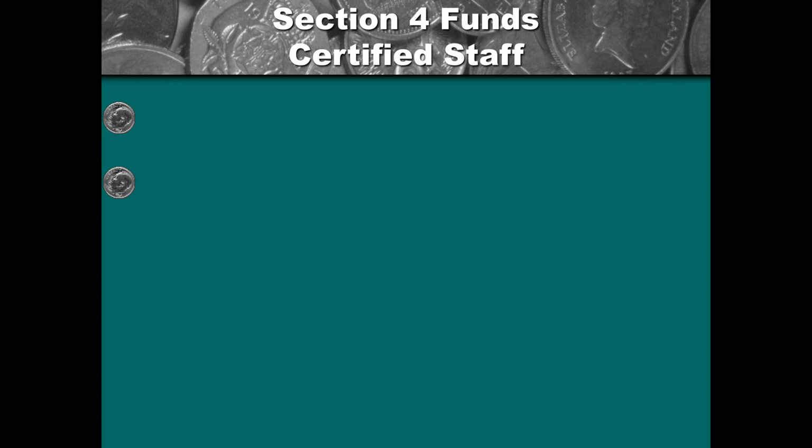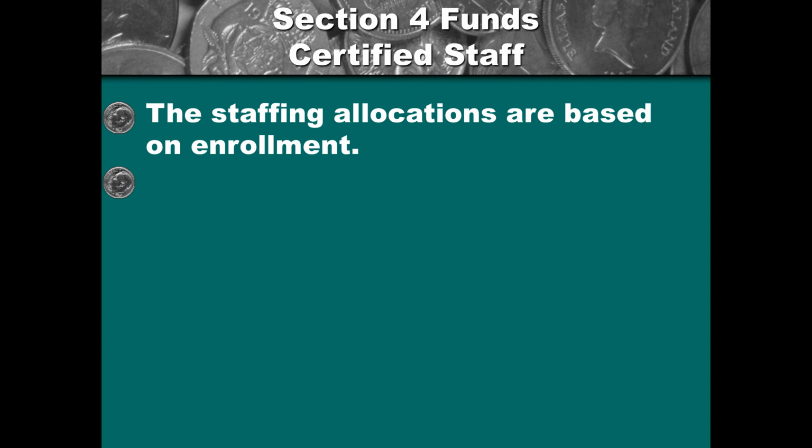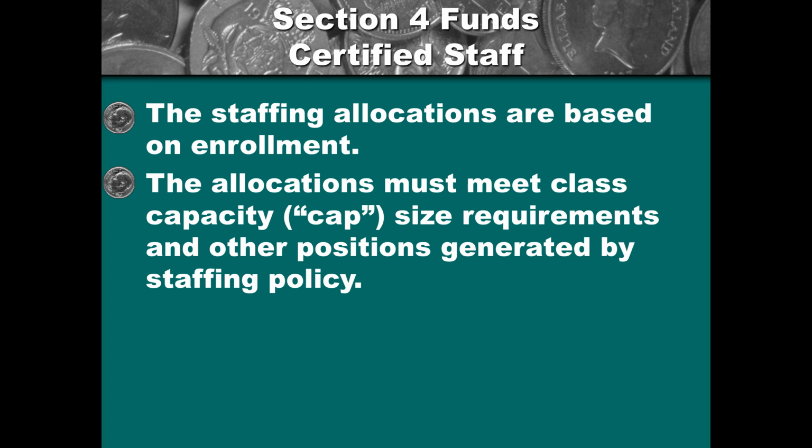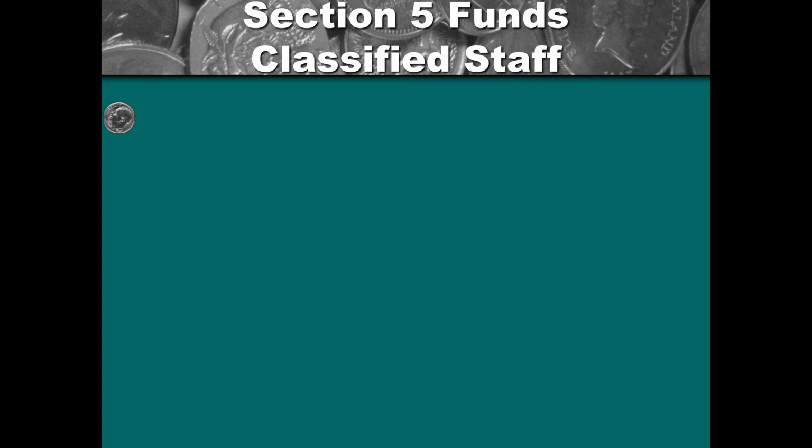Then we get to Section 4. Section 3 are all funds that are district-wide funds, whether they're grants, local money, or state money. All of those are considered to be district administrative operations. And Section 4 is where you fund teachers, and this is where your staffing allocations come in, and we'll get into staffing allocations a little later in the course. They're based on enrollment, and typically there are ratios that determine what the teacher to student ratio is at all grade levels, and that's how you fund teachers. The allocations essentially meet the class size requirements and other positions generated by staffing policy at the district and at the site-based level.